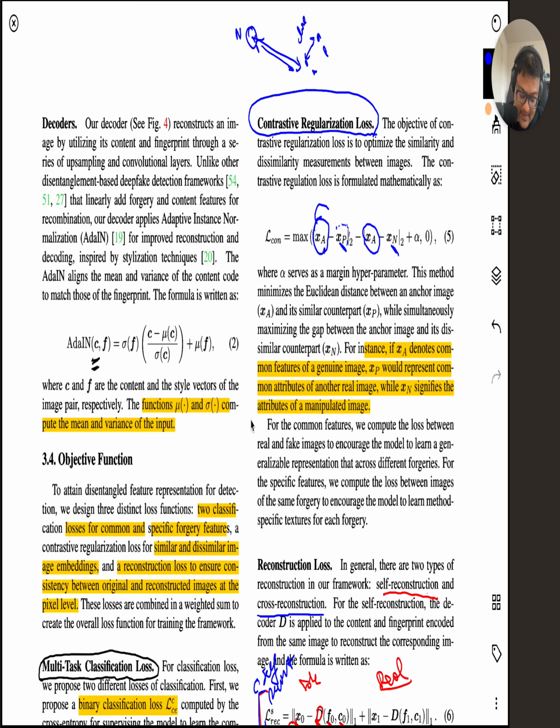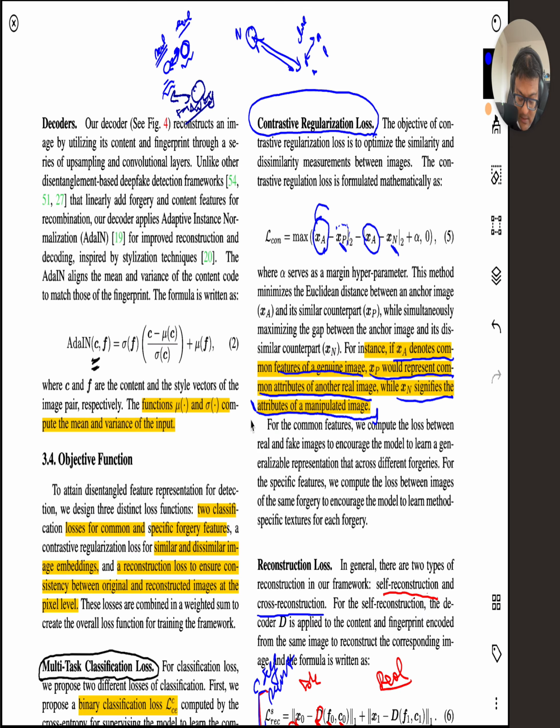And in this case they say that the features are coming from, so you can have features xa corresponding to features of a genuine image, and xp would represent common attributes of another real image, and xn signifying the attributes of a manipulated image. So what they're saying is that if you have a real image and you extract its features, and then you have another real image and you extract its features, these two features should be closer to each other, and similarly the features for a fake image should be far away from this.